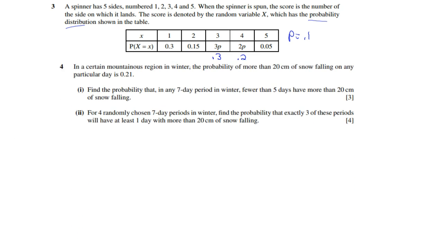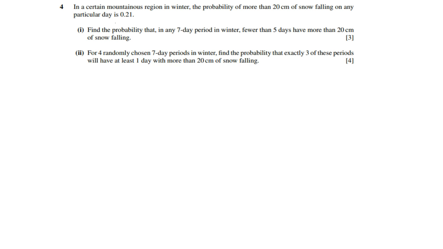Now for 4, we've got a mountainous region in the winter. The probability of more than 20 centimeters of snow falling on any particular day is 0.21. Find the probability in any 7-day period in the winter that fewer than 5 days have more than 20 centimeters of snow falling. So we've got some trials. We've only got 2 outcomes. Is this a binomial distribution?